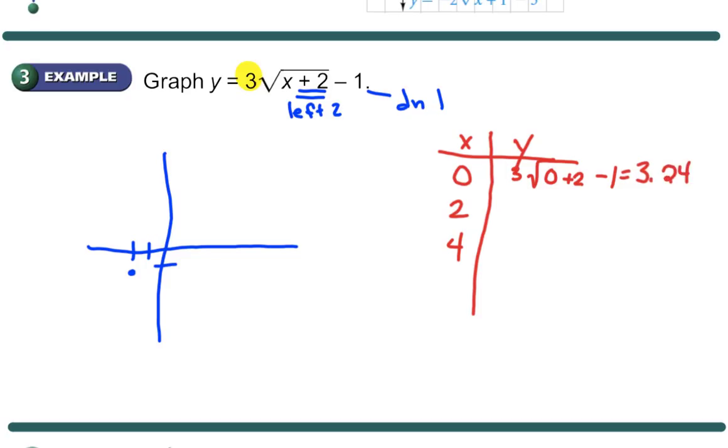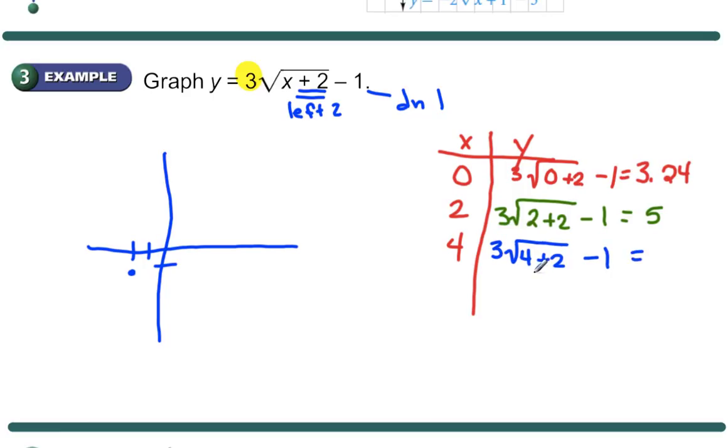Now doing 2, we have 3 times the square root of 2 plus 2, minus 1. I'm just substituting in that 2 for the x. 2 plus 2 is 4. The square root of 4 is 2. I know that one. So 2 times 3 is 6. 6 minus 1 is 5. And then 4: we're going to have 3 times the square root of 4 plus 2 minus 1 equals something.